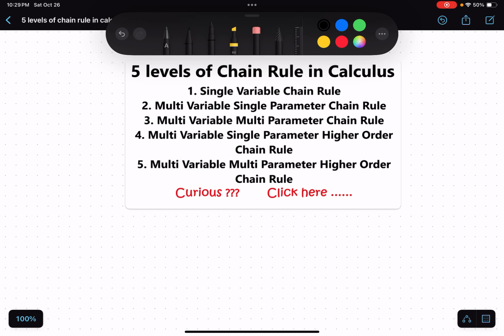Five levels of chain rule in calculus. So basically, in calculus, in derivatives, you will need the chain rule if the functions are composite, right? And yeah, it really simplifies our tasks. Instead of evaluating the composite functions, we can just use the chain rule, and that does a lot of simplification.